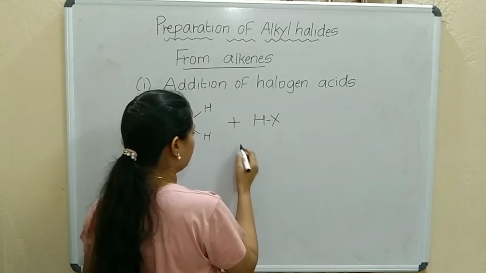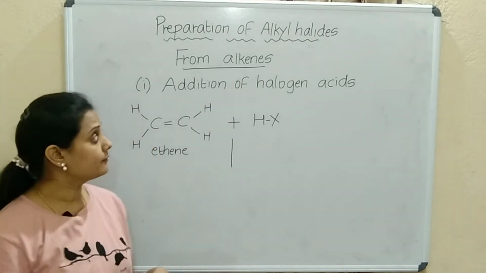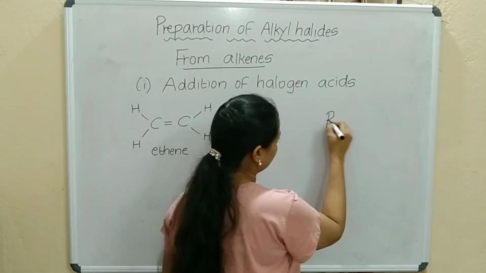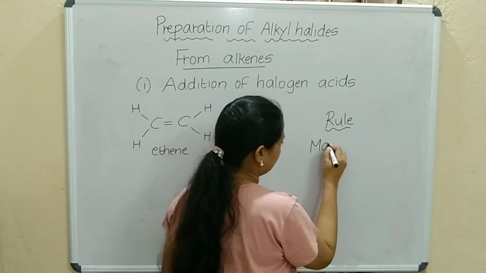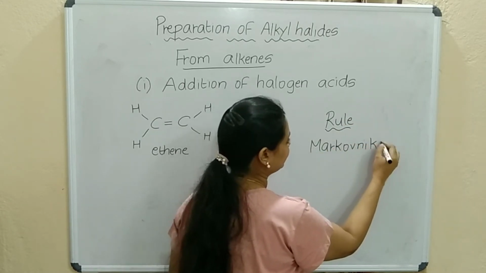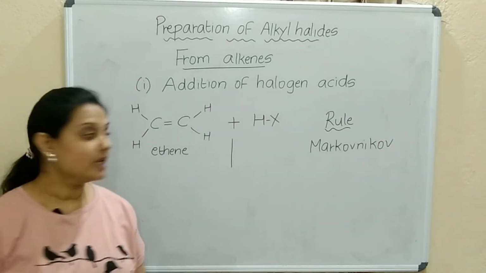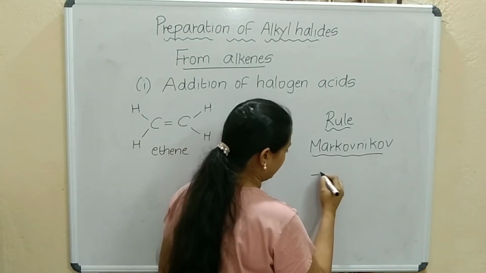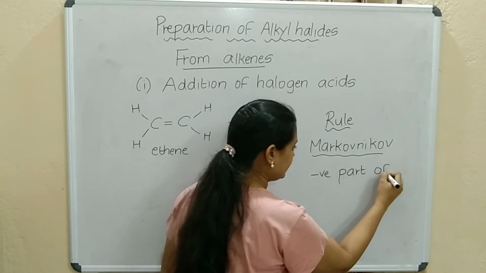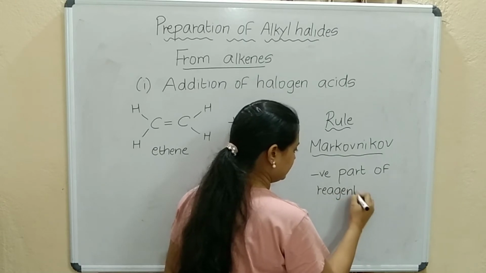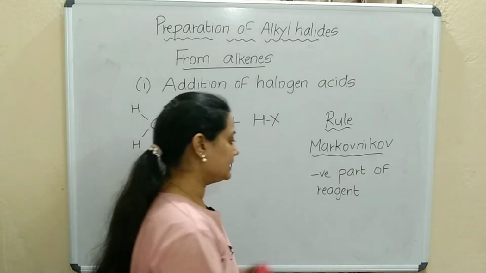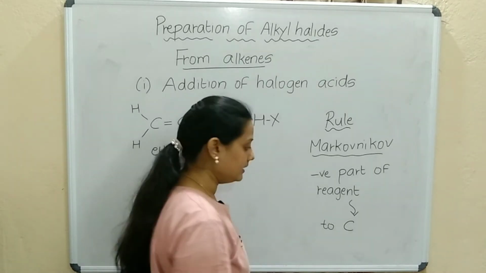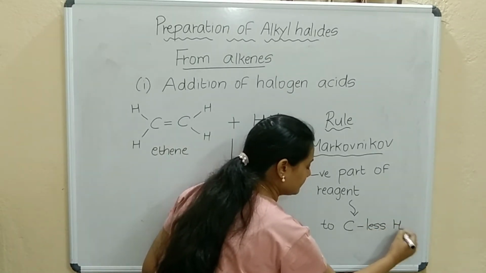Okay, now over here in this preparation, that is from alkenes, addition of halogen acid, we have one rule and it is called Markovnikov's rule. Now what is this rule actually? Statement of the rule: the negative part of the reagent attaches to the carbon, okay, to the carbon having less hydrogen.